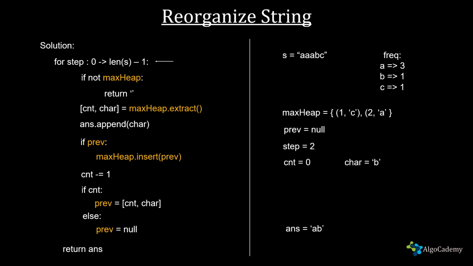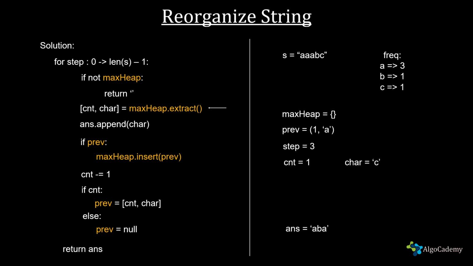Next step. Is max heap not empty? No, it's not. Extract the greatest pair, which is 2a. Append a to the solution. Is previous not null? No, it's not. Decrement counter. Is counter greater than 0? Yes, it is. So previous becomes 1 and a. And we continue. Heap is not empty.